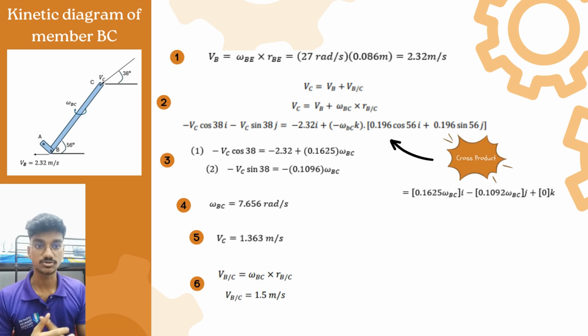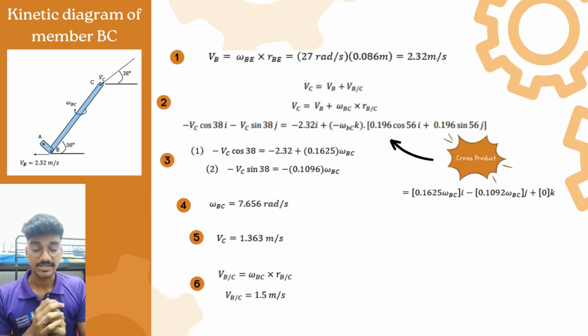The answer will be 0.1625 angular velocity of BC i minus 0.1092 angular velocity of BC j plus 0k, and then we'll form two equations to find out the value of angular velocity BC, and the answer will be 7.656 radian per second.